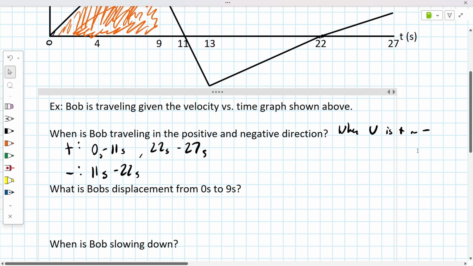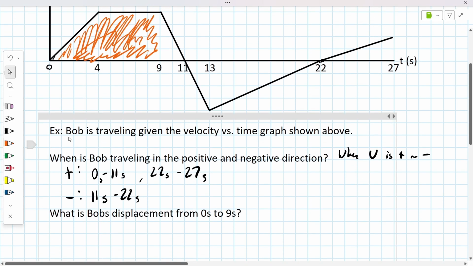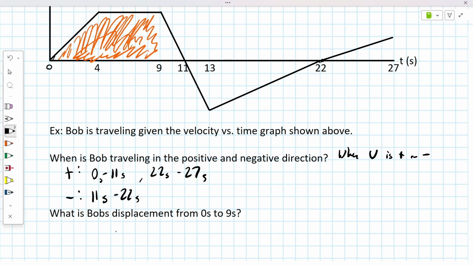So let me set this up so we can see. So we basically just want to find this area. So we can do a little bit of geometry here and find that the change in x is equal to 1/2. We'll just do these separately as a triangle and a square here. So 1/2 the base, which is 4, times the height, which if we denote each one of these as 1, is also 4. And let me draw out the units actually, because I think this will help prove that the area is the displacement, that the units work out.